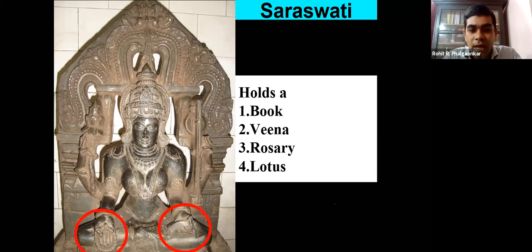So these are supposed to be attributes, or indicators of learning. The rosary is supposed to give you meditation, and the book is supposed to represent knowledge, and the veena is supposed to represent the musical aspect of the knowledge.